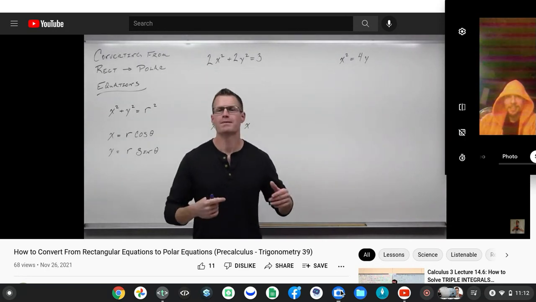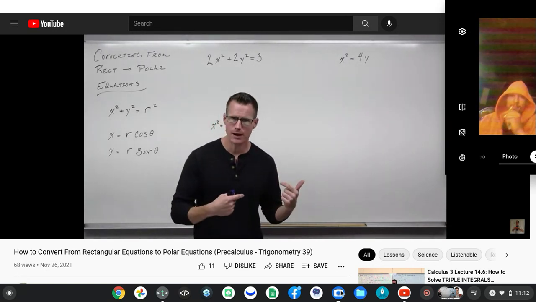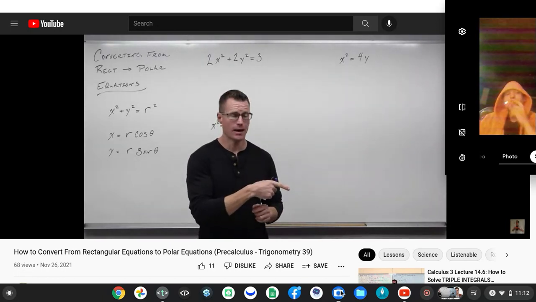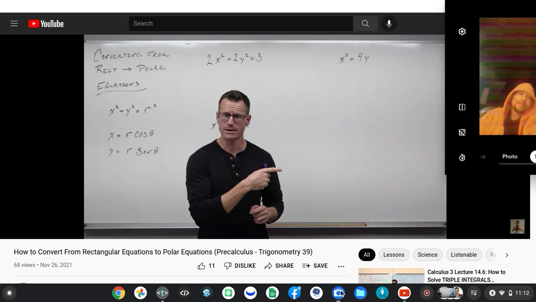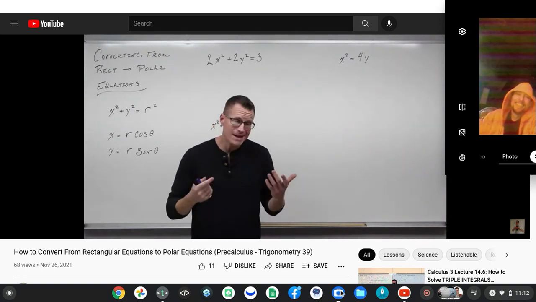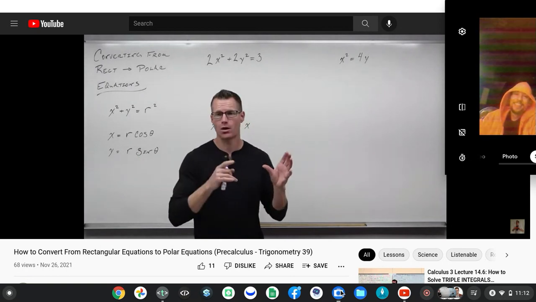So what's a polar equation? Something in r's and thetas that refer to a polar coordinate system, something with a polar axis and a theta that's referring to that polar axis, and a pole, which looks like an origin. So we're going to convert. Basically, we're just changing x's and y's into r's and thetas.